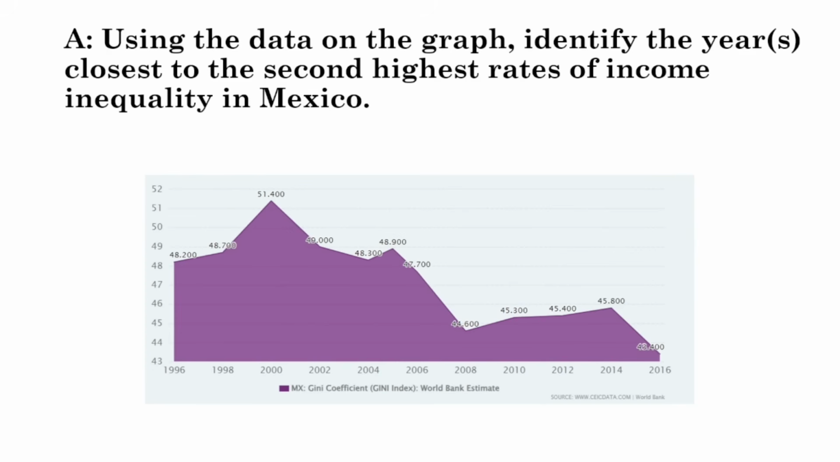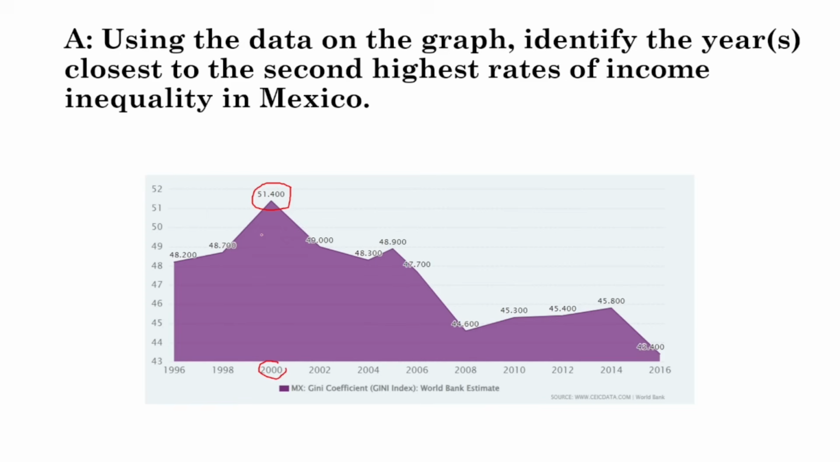All right, so it doesn't say the highest Gini coefficient, it says highest rates of income inequality. And we know that the higher the Gini coefficient, the higher the income inequality is. So that's something you're going to have to know, because there are going to be students out there that think a higher Gini coefficient means higher equality, but that's not the case. Higher Gini coefficient means higher inequality related to income. So let's point out the highest rate of the Gini coefficient is 51.4 in the year 2000.